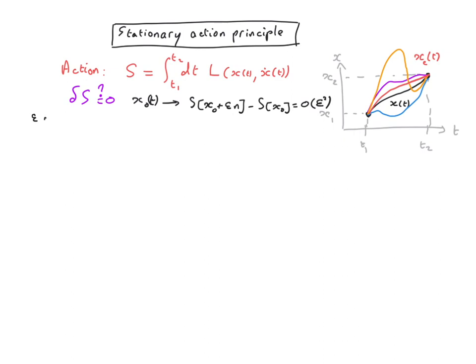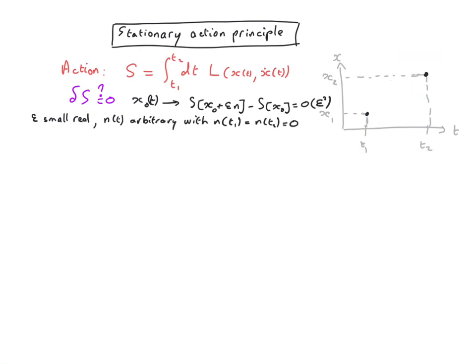Here epsilon is a small real number and n of t is an arbitrary function with the condition that when evaluated at t1 and t2 it has to be 0. The reason for that is because the initial and final events are fixed. We are looking for variations around the stationary path, but we should not touch the initial and final events.